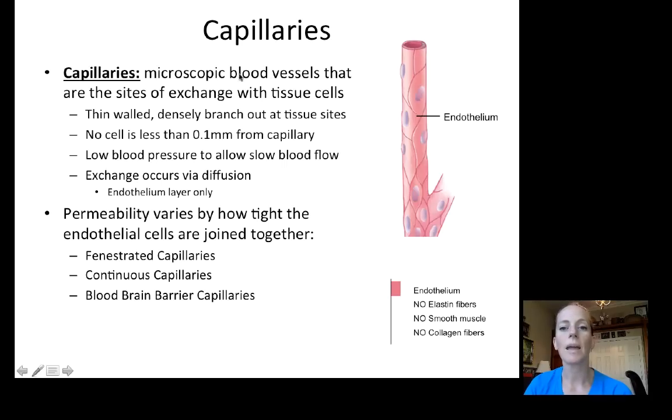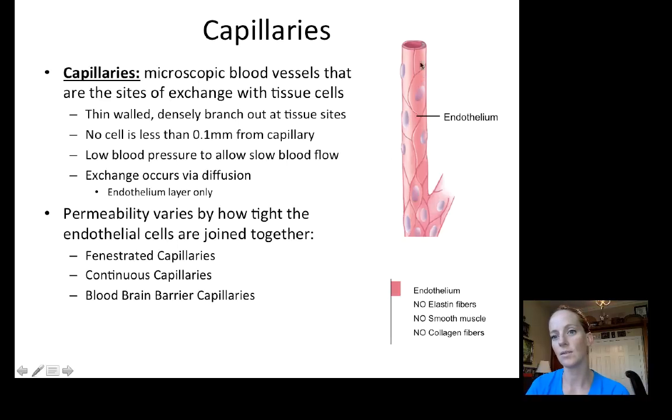From there, we get to the microscopic blood vessels that actually are the sites of exchange with the tissues. These are very thin-walled, really just a single layer of endothelium, and they're very low pressure to slow down the blood flow to allow the exchange to happen with the tissues. Their permeability can vary depending on the location in the body and how tight the endothelial cells are joined together.